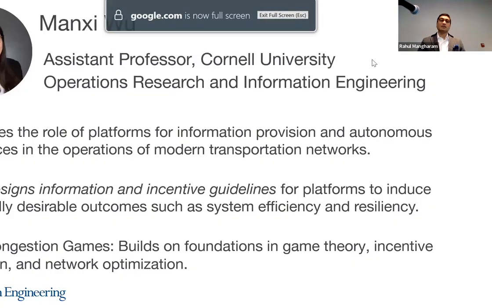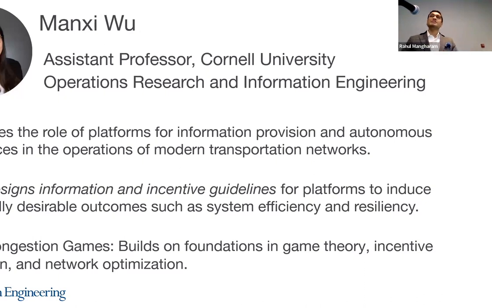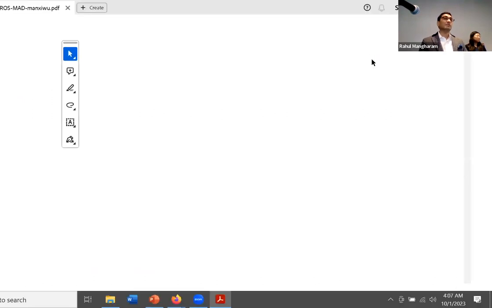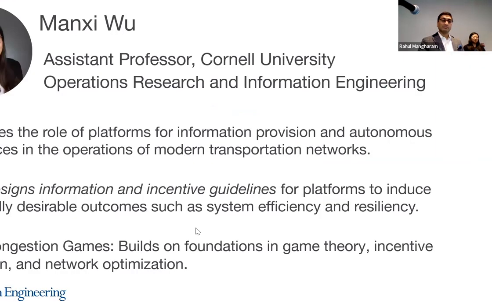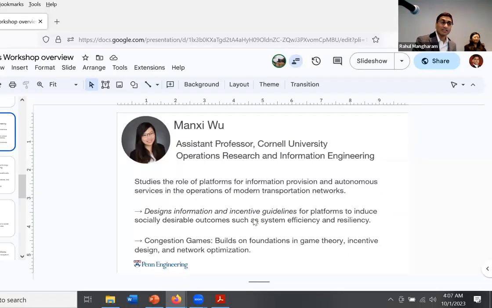And the next speaker is Manxi Wu, an assistant professor from Cornell University in Operations Research and Information Engineering. Manxi studies the role of platforms for information provisioning and autonomous services in transportation networks. She is interested in the design of information flow and incentive guidelines. She'll talk to us about some of the very interesting work she's done on congestion games, which includes game theory, incentive design, and network optimization. So without further delay, let's get started.